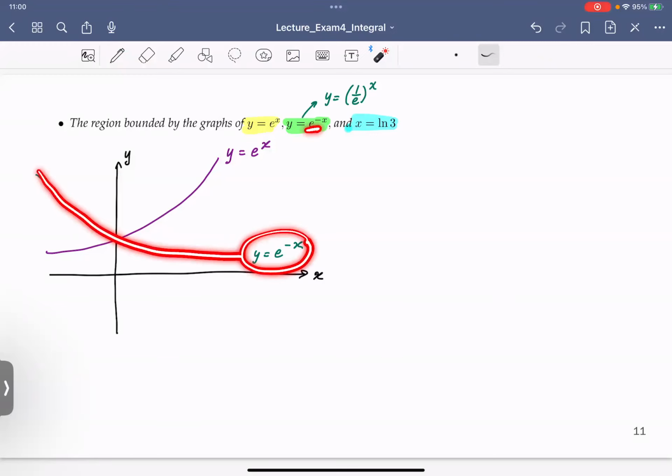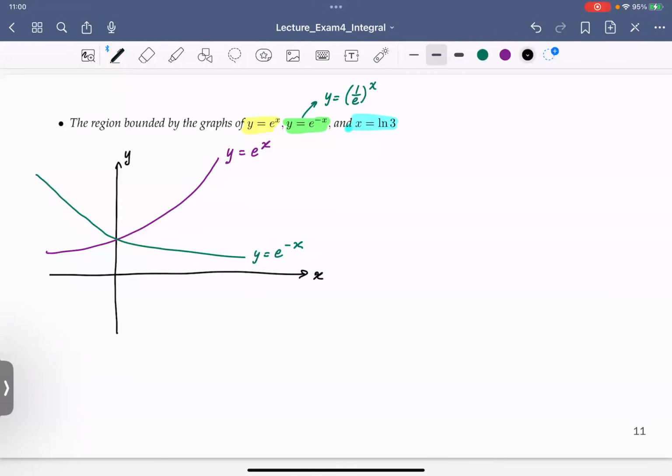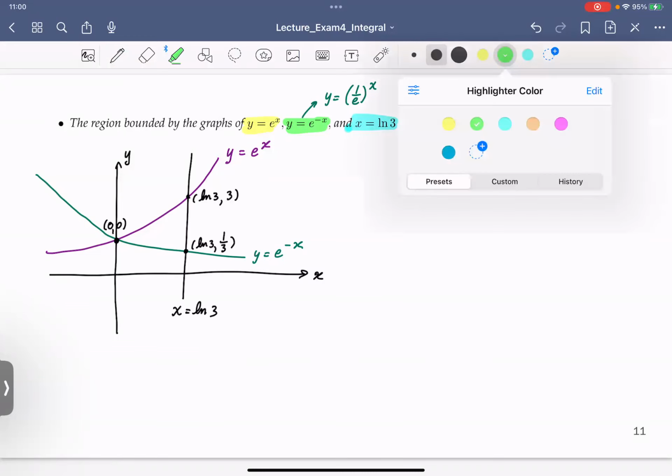And then you have this function. And then x equal to log 3, this one. So you have x equal to log 3, and this point is 0, 1 for sure. This point is x equal to log 3, then y equal to 3. This is x equal to log 3, y is 1/3. So this one is easy on the picture and easy on the intersection. And then you see the region for the area is this one. So you actually have the region R already.